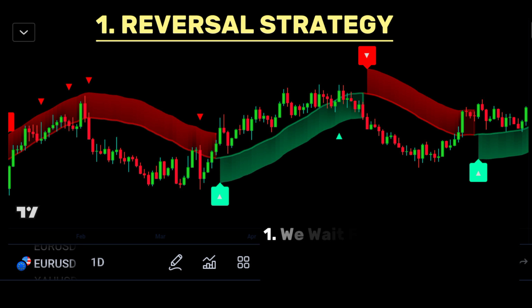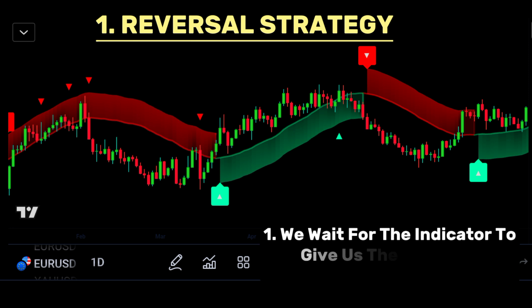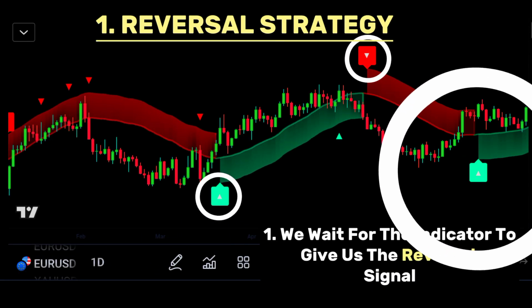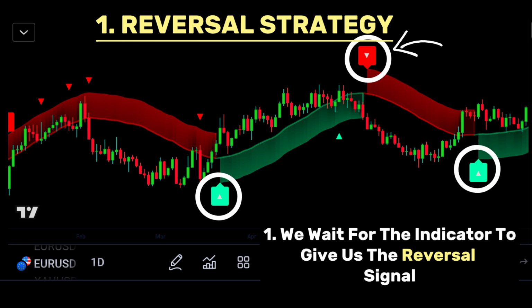First of all, we wait for the indicator to give us the reversal signal, which is this big arrow. So here you can see the big red arrow, which signals a bearish reversal, and the big green arrow, which signals a bullish reversal. And when we see the big arrows, we don't enter a trade immediately. We wait for 2 more steps.